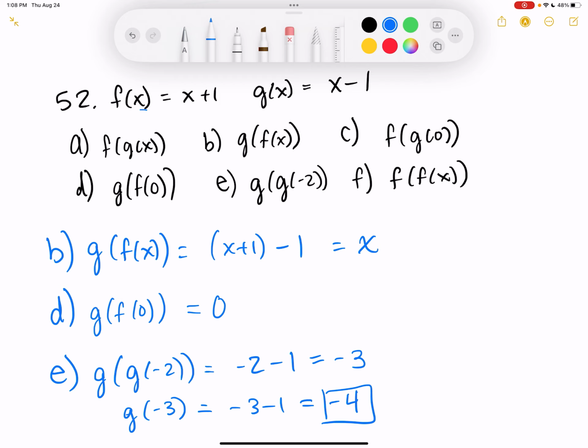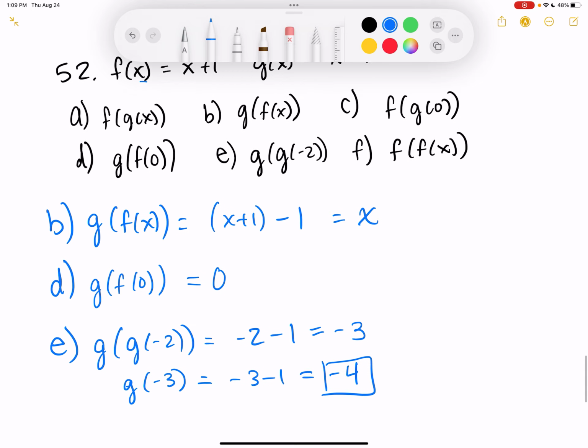But if you had wanted to, you also could have done x minus 1 minus 1 and then plugged in negative 2 and you would have gotten the same answer. So it's really just preference. A lot of times when it gives me a number, I go ahead and plug it in, but these ones are easy enough. It doesn't matter.